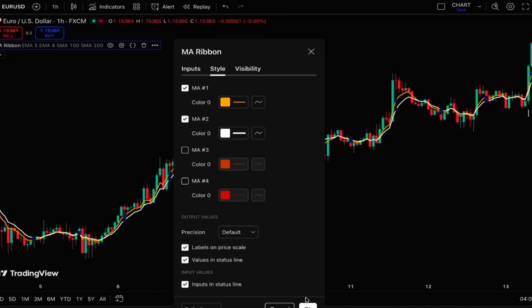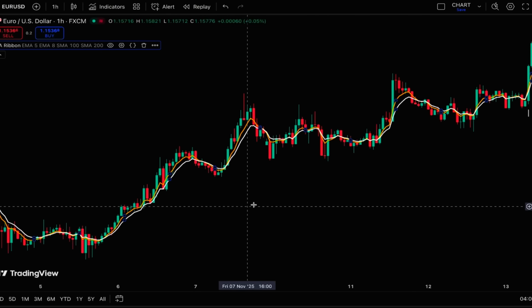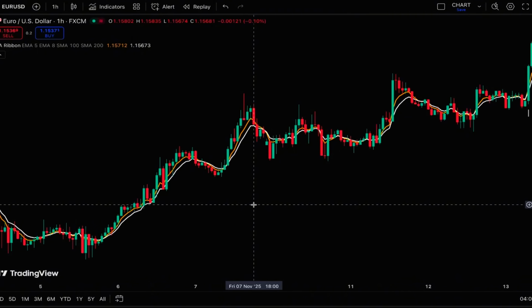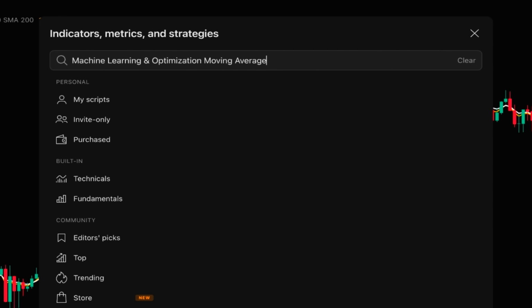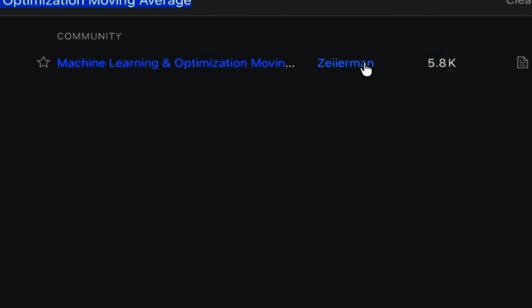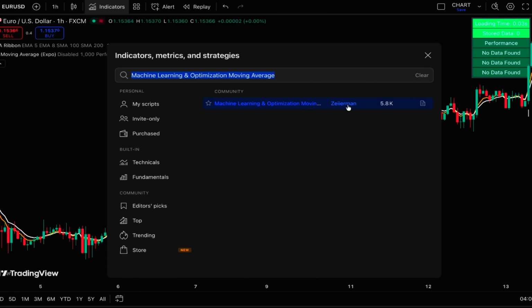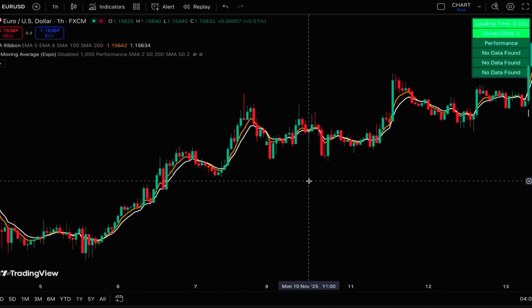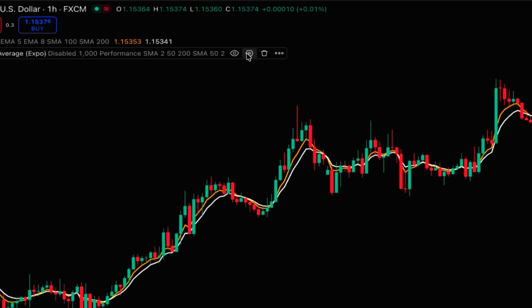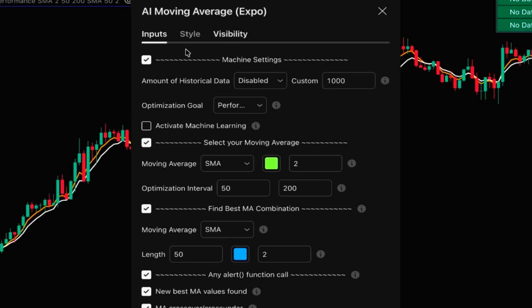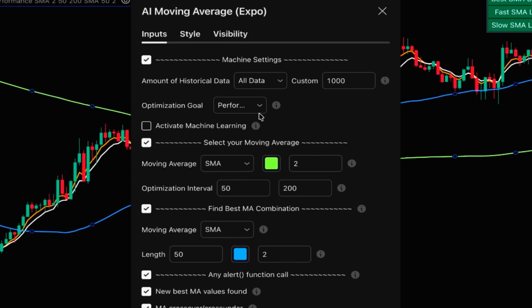Alright, we're done with the settings of these 2 exponential moving averages, and now we need to have another 2 exponential moving averages. So here again we click on indicators and we search machine learning and optimization moving average, this one, which is written by Zierman. When you click on this indicator, nothing will be added to the chart and you need to activate it in the settings. So here we go to the settings of the indicator and here in the inputs tab, and here for the amount of historical data, we choose all data. So all the available data will be used in the calculations of this indicator.